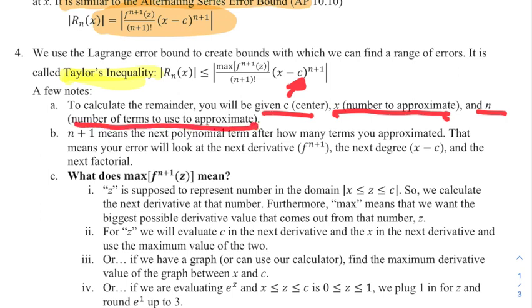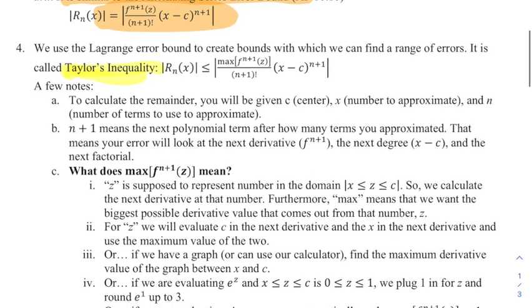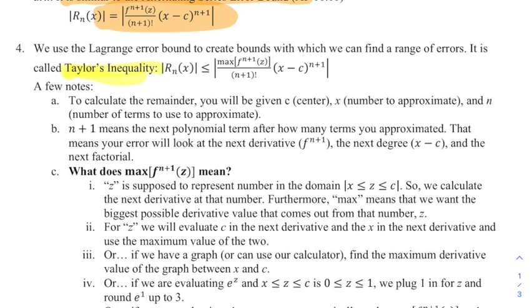And you'll be given a number of terms to use to approximate. So you'll be told, like, we're going to go to the 4th degree. We're going to approximate using the 4th degree Taylor polynomial, which means 5 terms. So the n would be 4 for 4th degree, and then the n plus 1 would be the 5th degree. So that brings us to letter B. N plus 1, that means the next polynomial term after how many terms you approximated. And actually, I'm going to change this in your writing. It's the next derivative is what it should read. The next derivative after the derivative you approximated.